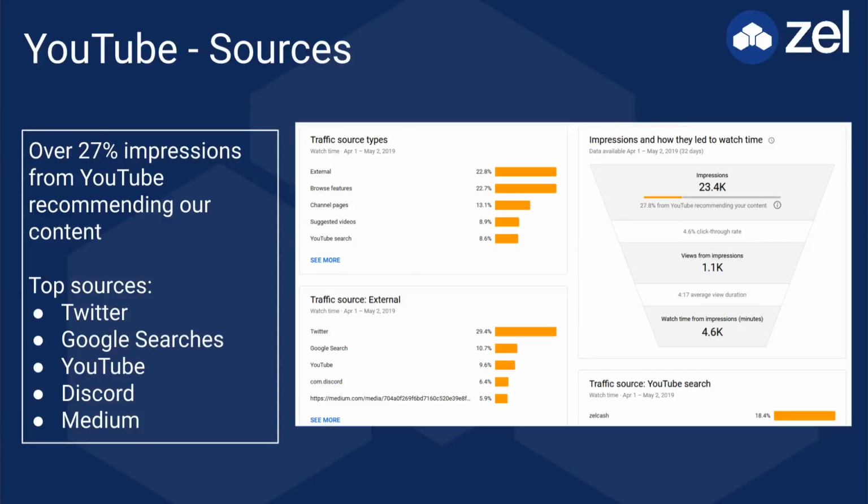Another thing here is our sources. This is important because it gives us a handle on where people are hearing about us. Right off the bat, over 27% of our impressions from YouTube come from YouTube recommending our content, and that has to do with the fact that we have been posting so regularly. If we hadn't posted almost a video a day, then we wouldn't necessarily have that level of recommendation coming from the YouTube algorithm.